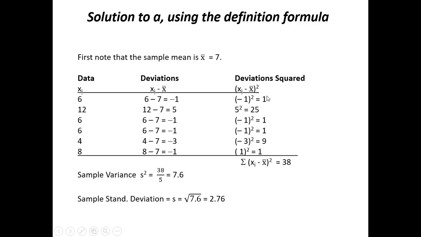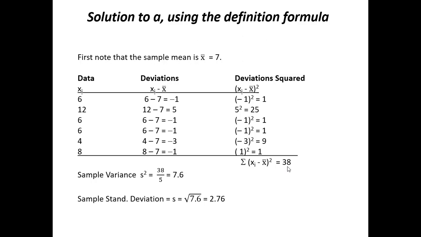And then our next step is to square the deviations. All of these should end up being positive, and when we add this up, we get 38. To finish this, we find the sample variance by taking 38 and dividing by 5. I have 6 data points, so n is 6, but we divide by n minus 1, which is 5. We get 7.6 for the sample variance.